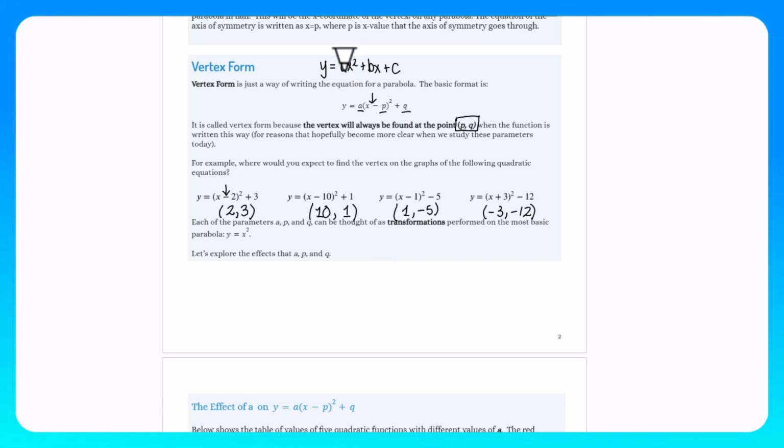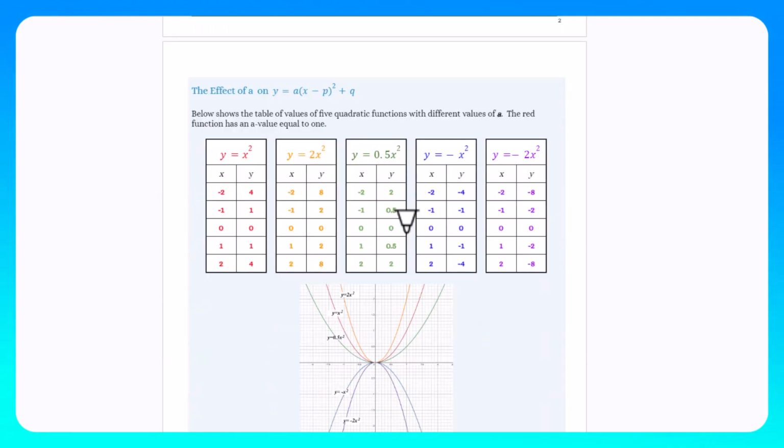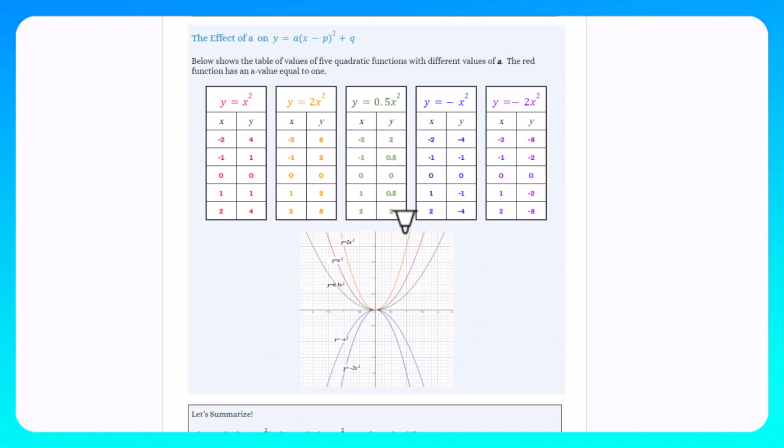Well, we know that in standard form, the a value had a special function. It told us really if it was opening up or down. We also knew that c had a special function. It was the y-intercept. But now we're going to look at the special information a, p, and q give us. So let's get started with a and look at what is the effect of a on a quadratic function.